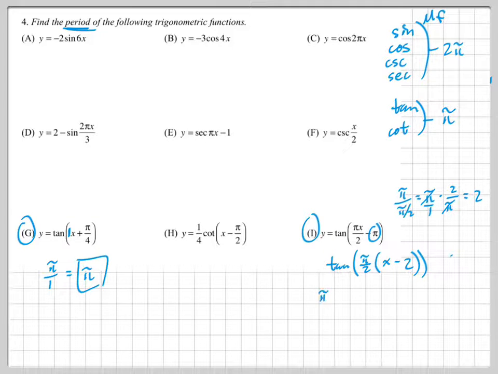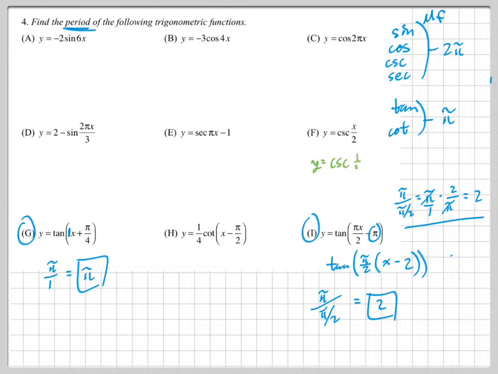So now I'm going to take pi and divide it by pi over 2. That's what you do: you take the mother function period and divide it by the number that's multiplying the x. And to do that, I get 2. And I did it really fast, because we already did it up here for the phase shift number. And so we know that the period is 2 for I.